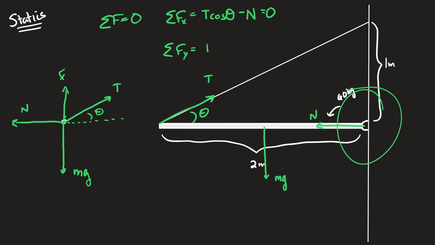T sine theta plus F minus mg equals 0. All right. Any question about that? I think we're good. Two equations, how many unknowns?